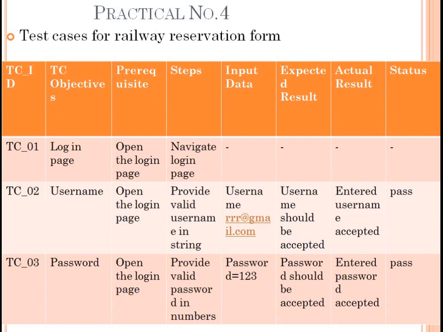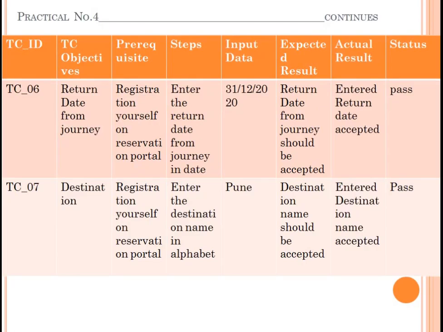Here is the reservation test case for the railway reservation form, and you have to add test cases to it. That is TC number 7. The test case to add is submit or cancel. If the test case objective is submit, then the prerequisite is to register yourself on the reservation portal. Then the step is to click on the submit button. The input data is a click event occurring. The expected result is to go to the next page. The actual result: if it goes to the next page, then the status is pass.